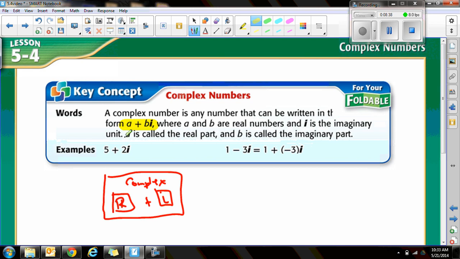The a is what we call the real part. There's no imaginary number with this a, so that comes strictly from the real numbers. The b is what we call the imaginary part, because it comes from the purely imaginary numbers that we have here. If we put those two things together with either a plus or a minus sign, that's how we get a complex number. So these are both examples of complex numbers, 5 plus 2i, 1 minus 3i. When you write a complex number, we're always going to put the real part first and the imaginary part second.